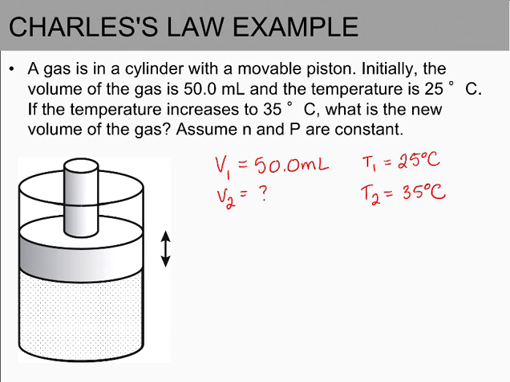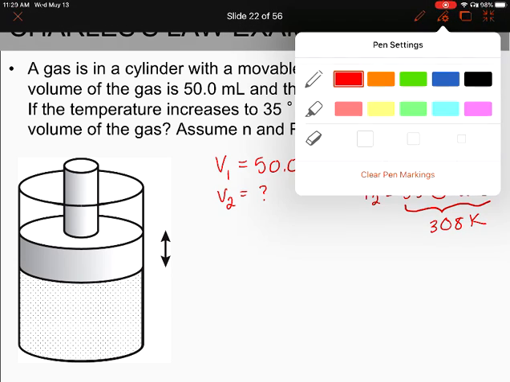So remember, we need these values for temperature to be in Kelvin. So we're going to add 273 to each of those values in degrees Celsius. So the initial temperature in Kelvin will be 298, and then the final temperature in Kelvin will be 308. So those are the temperature values that we'll use in our equation.